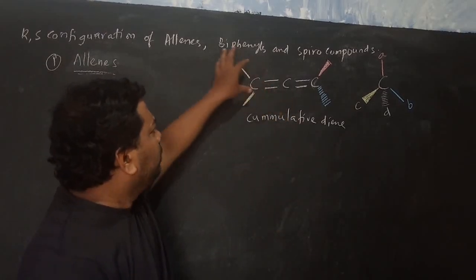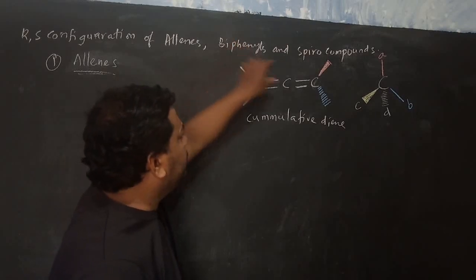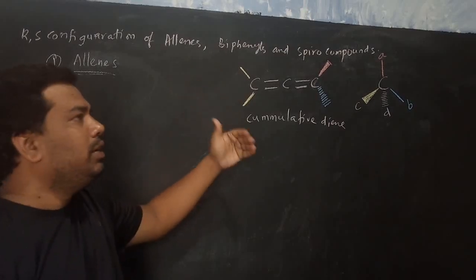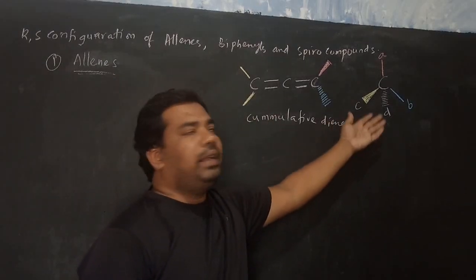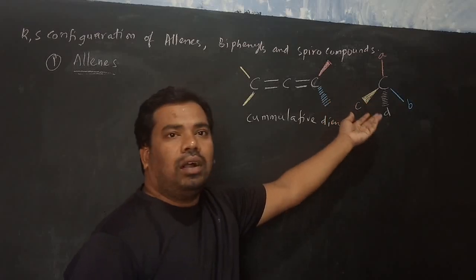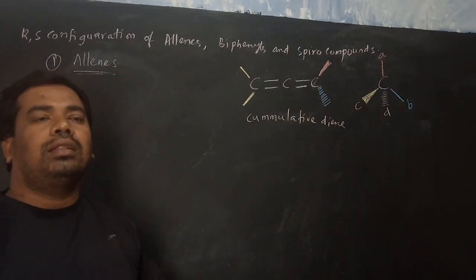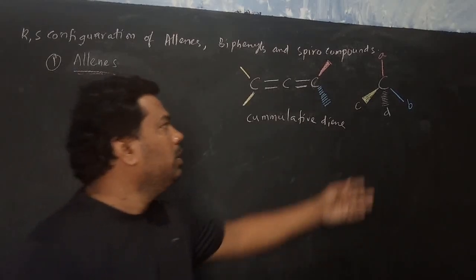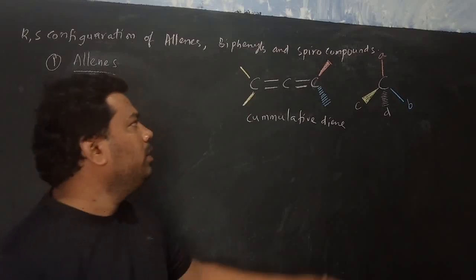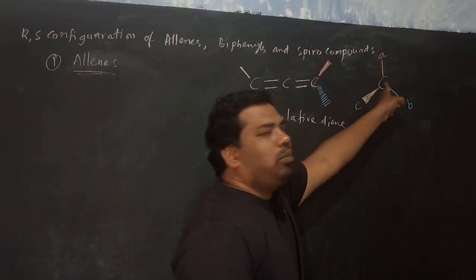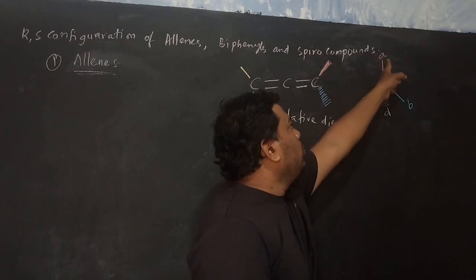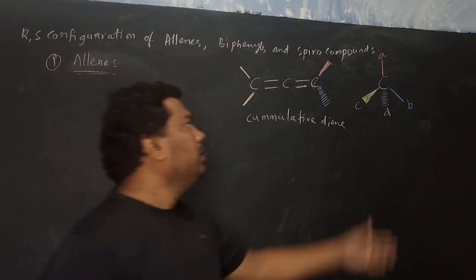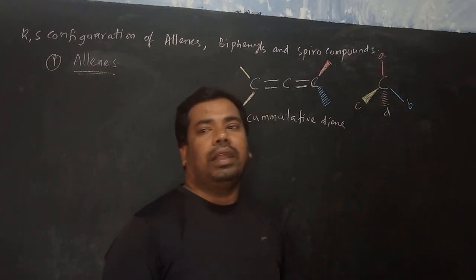But here these end carbon atoms do not have four different substituents. So generally, what is chirality? Chirality means the atom is substituted with four different types of atoms or groups, then we can say it is chiral. Here you can see the example of a chiral molecule. Here we have four different substituents A, B, C, D, so all four are different, and then we can say it is a chiral molecule, 100%.